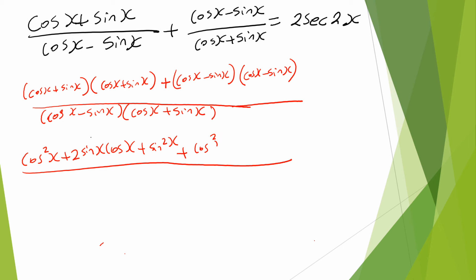Cosine square x minus 2 sine x cosine x plus sine square x, and then I'll expand the bottom one. That gives me, so the signs are the difference. That means there is no middle term in there, so that's why it's only cosine square x minus sine square x.